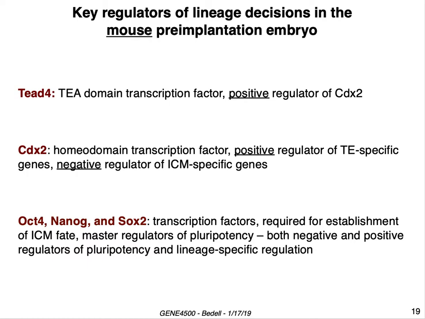They can be both positive and negative regulators of transcription of other genes. T4 is responsible for activating expression of CDX2. CDX2 is transcribed only in the trophectoderm. I'm sorry, I shouldn't say that. It's acting as a transcriptional upregulator, a positive regulator in trophectoderm, activating expression of genes required for trophectoderm function. It acts as a negative regulator in the ICM.